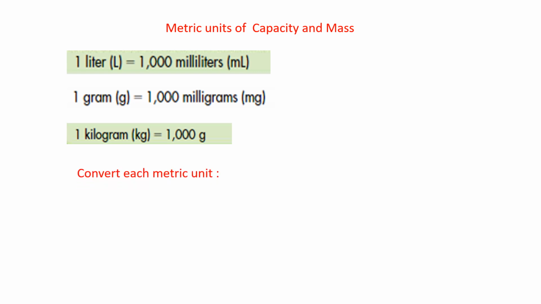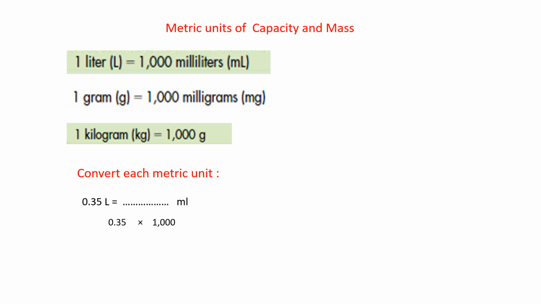Let's take one example. If I said convert each metric unit here, 0.35 liter equals how many milliliters? As I said to you before, when I'm converting from a large unit to a small unit, I have to multiply. But here I multiply by what? Multiply by 1000. Why will I multiply by 1000 here? Because 1 liter equals 1000 milliliters. So 0.35 times 1000. How can you multiply that easily?